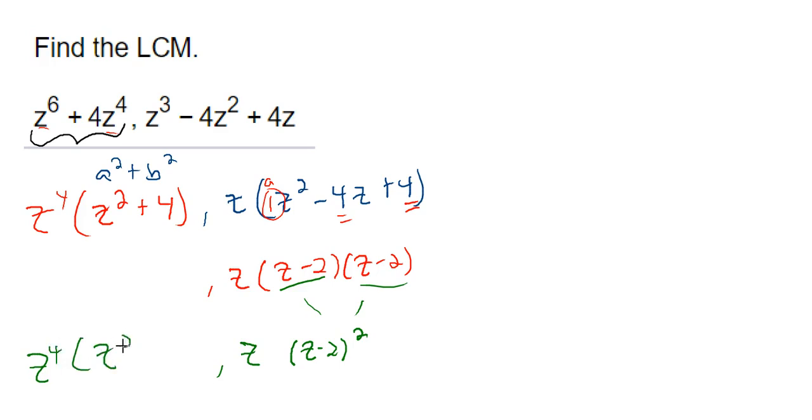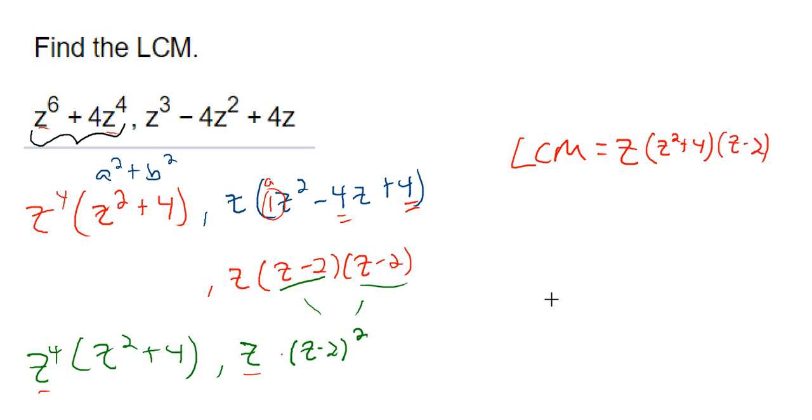The first expression looks like this. And now we want to find the LCM. So we have it factored. That's the best we can do to factor it. You take each factor that occurs. We have z as a factor in both of these. All right, so I'll have z here. We have a z squared plus 4 as a factor. And we have a z minus 2 as a factor.